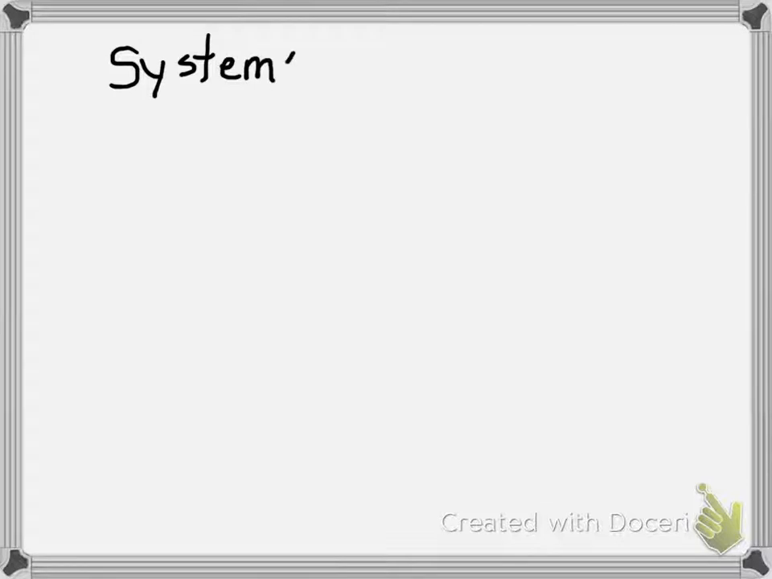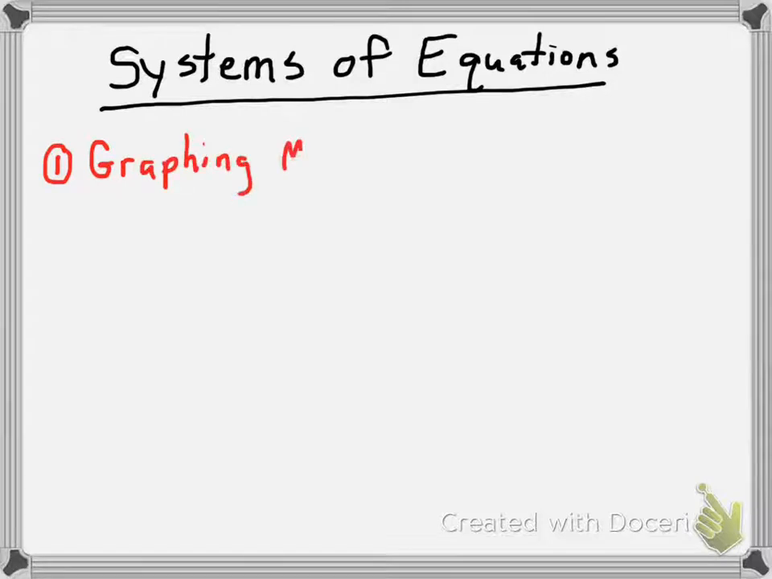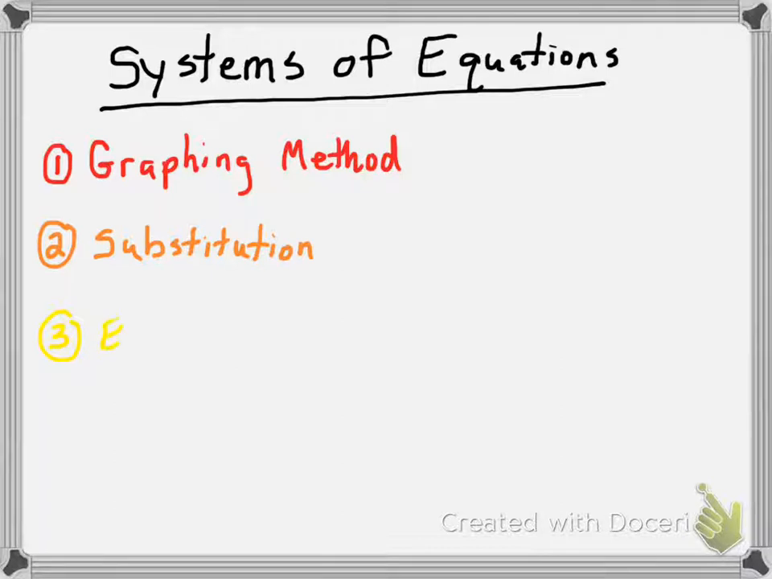Okay, this is a review of systems of equations. Okay, there are four things we did in this chapter. First, we solved a system using the graphing method, then the substitution method, then elimination, and then we also solved systems of inequalities with two variables.